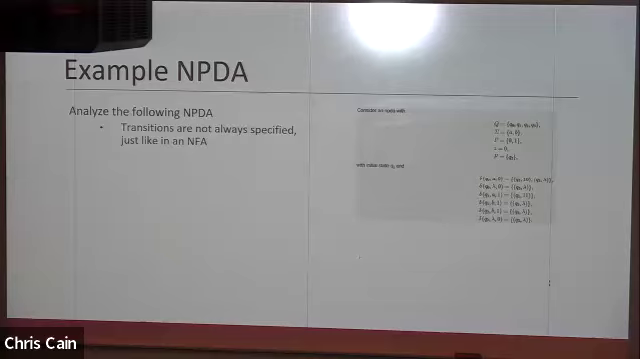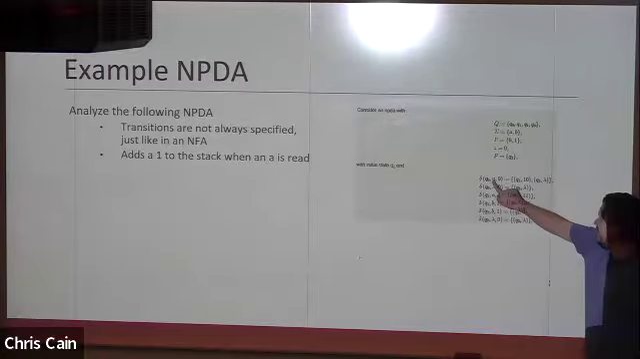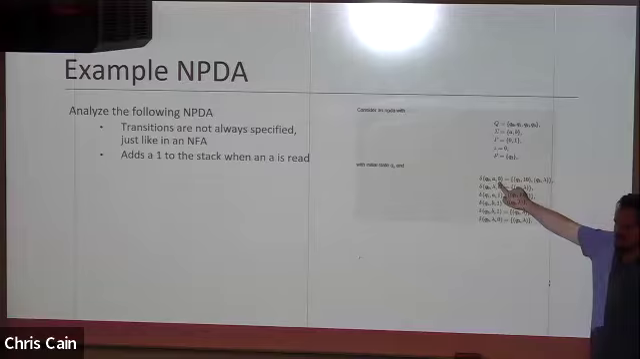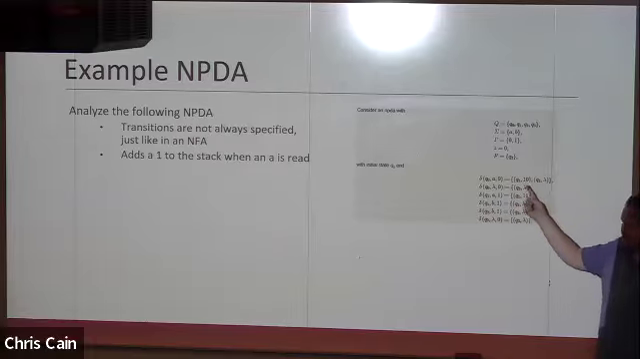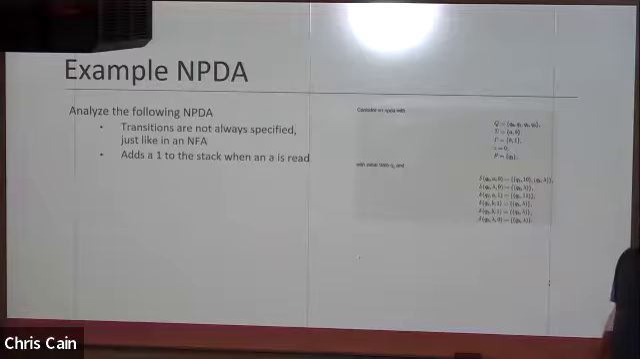So what this does, we can see that this adds a 1 to the stack when an A is read. When we read an A and there's a 0 on the stack, we are going to push back that 0 and push a 1 on top of that. So you read this string from right to left and push the characters on from right to left. You're reading it from top down. Or if we're in state Q3, then we pop the 0.